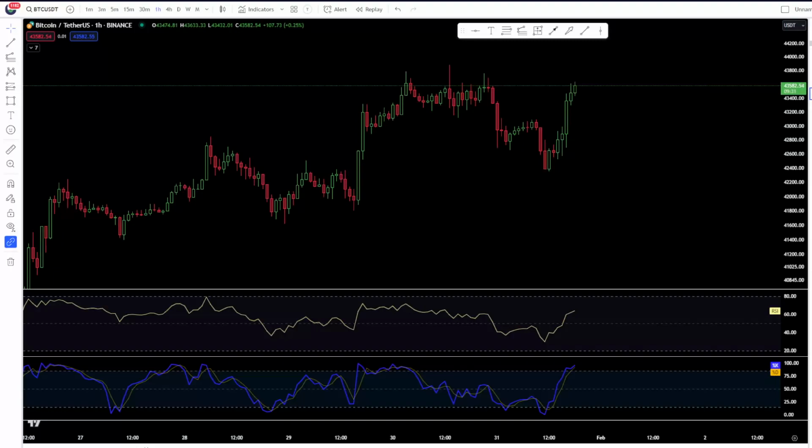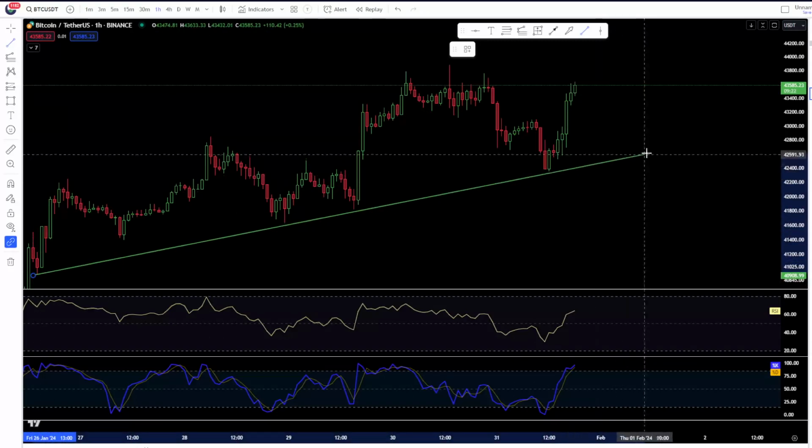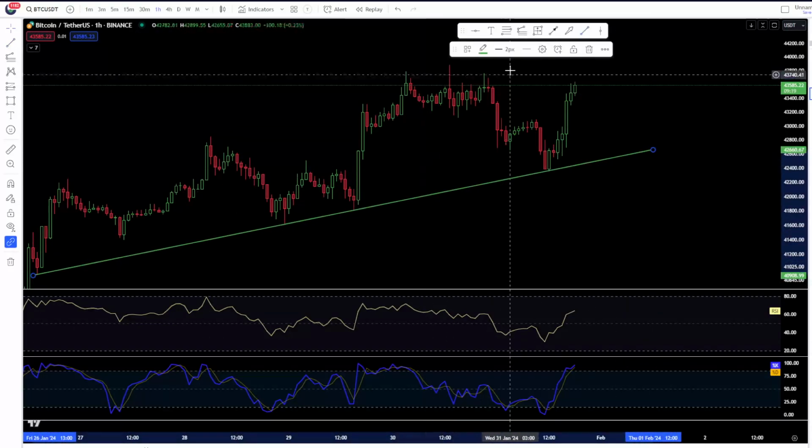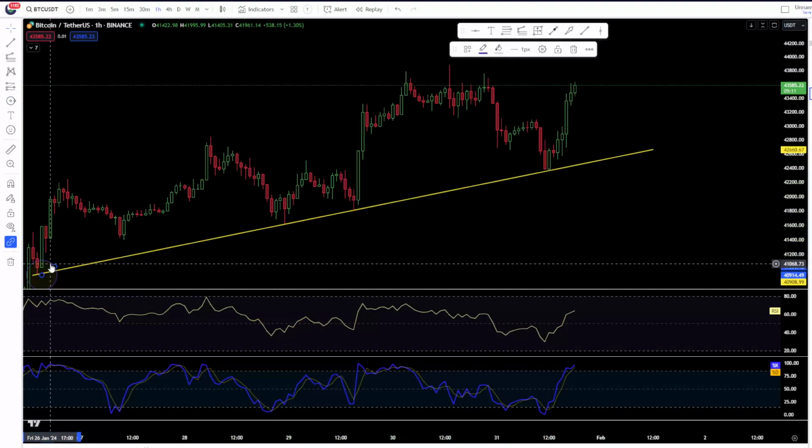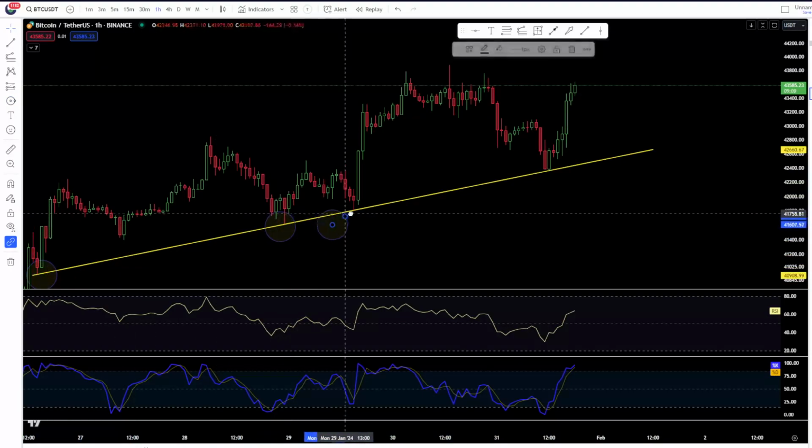Let's start by checking the current situation on the BTC to USDT chart, taking into account the 1-hour time frame. It is worth starting here by marking the local upward trend line with the yellow line, which, as you can see, has kept the price from falling further for the fourth time.